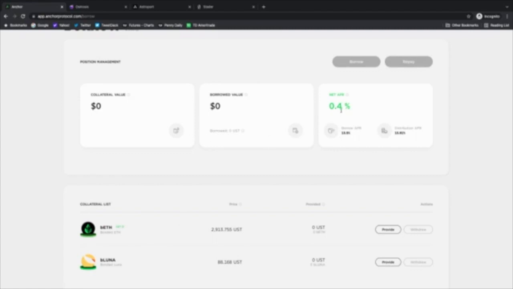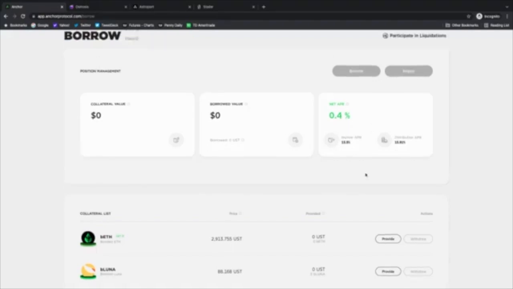The net APR is positive 0.4. So essentially, they're paying you right now to borrow. What do I mean by they're paying you? Well, the borrow APR is 13.5%. The distribution APR is 13.91. This minus that is 0.4. They're paying you in those ANC tokens that we were talking about on the other tab.